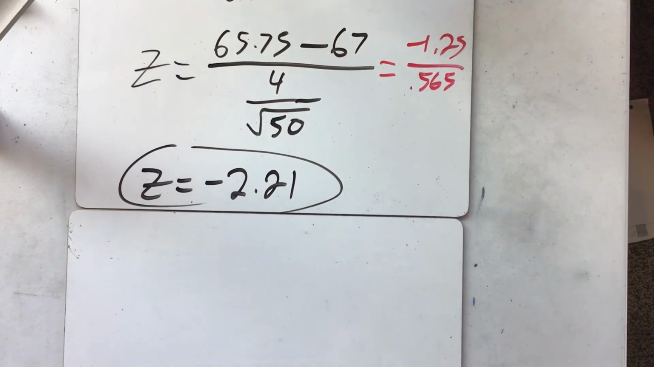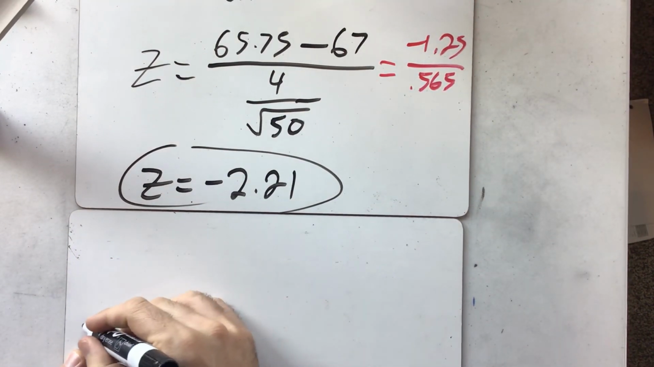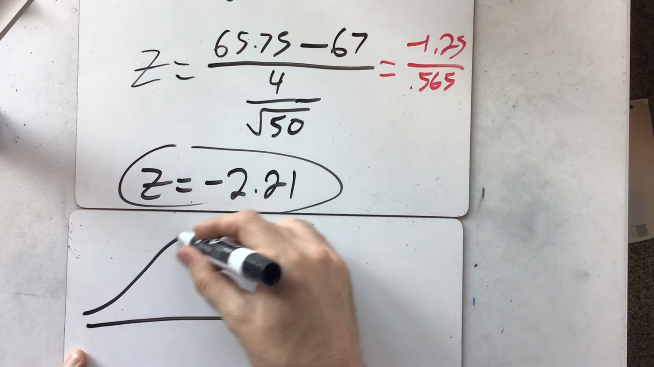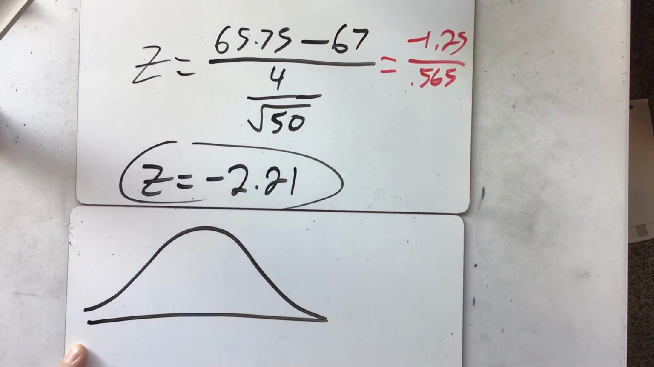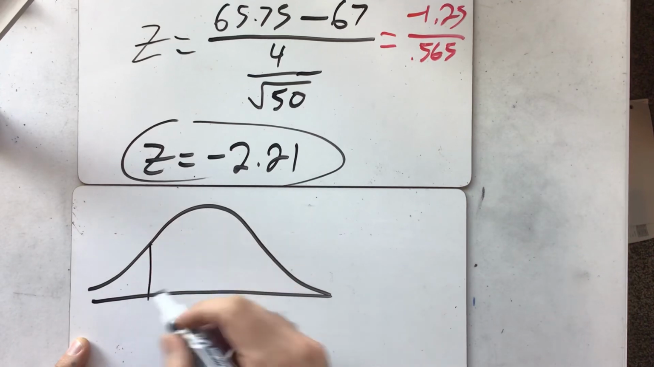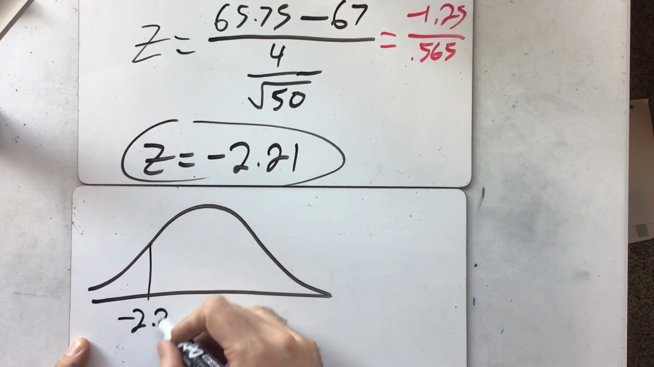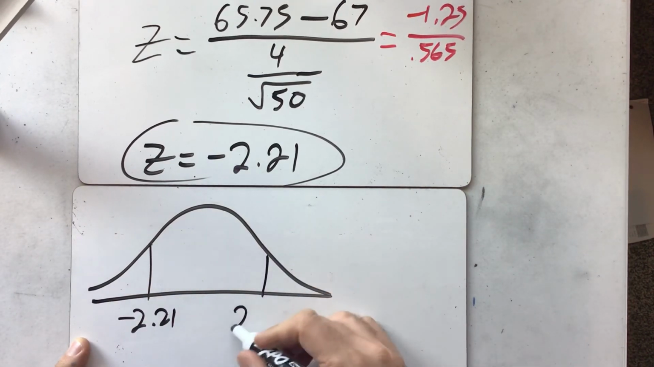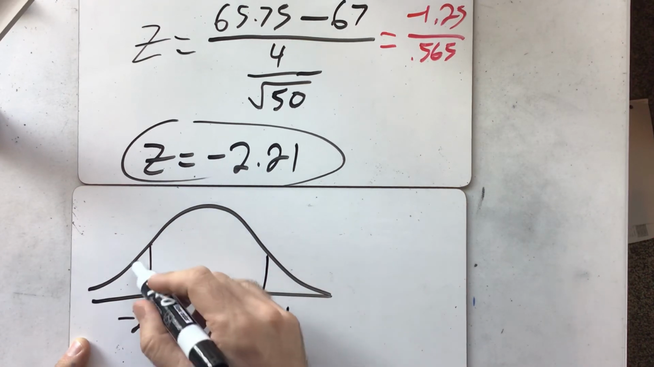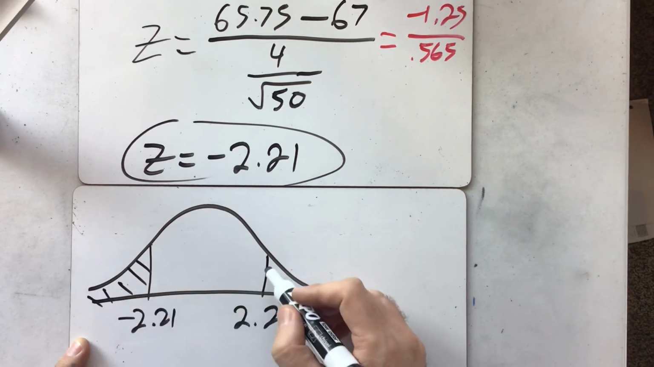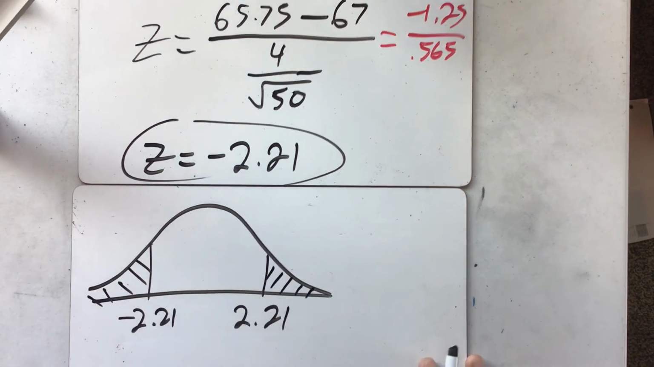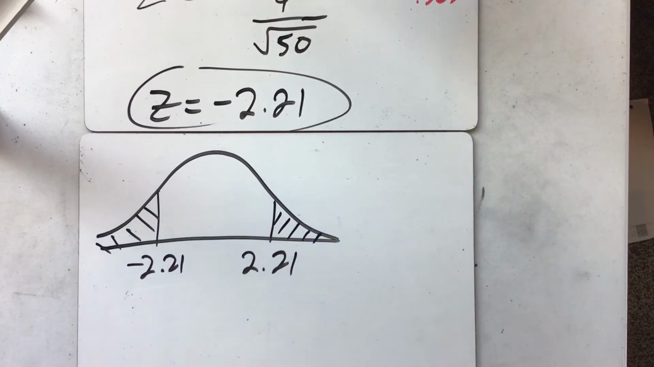Now finally, let's try to find our p-value. So notice we have a two-tailed test. That means I'm going to have this kind of picture. Negative 2.21 is going to be on this side, and positive 2.21 is going to be this side. And because it's two-tailed, I want to highlight both sides. There are two ways that we can go about doing this. Let's grab our app and calculate.